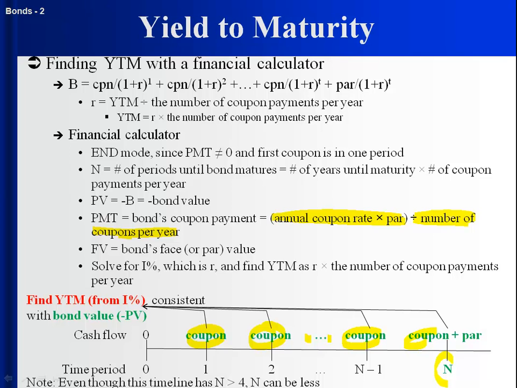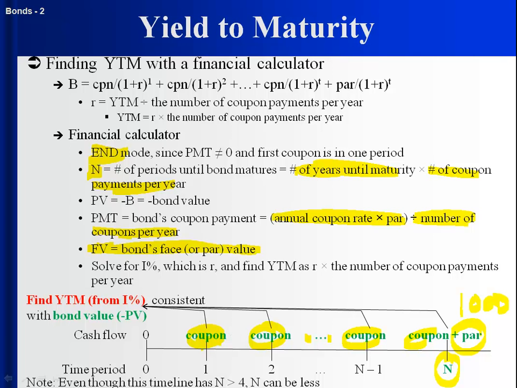How many of them are there? There's N of them. N is just the number of years until maturity, but you have to multiply it by the number of coupon payments per year. So if it matures in 10 years, but it pays semi-annually, that's 20 half years. If it matures in 10 years and it's annual coupons, that's 10 single years. Par value is going to be FV, 1,000.